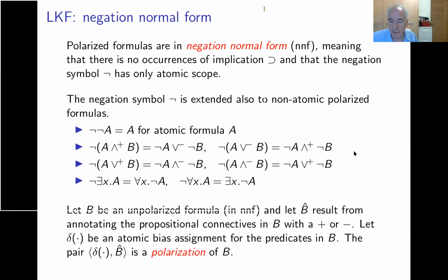Okay, and then we have a notion of polarization, which is this last line here. If I have an unpolarized formula, then a polarized version of it is anything I get by placing pluses and minuses on the logical connectives there, the propositional connectives. Okay, so if I have n occurrences of propositional connectives, I have 2 to the n ways of making it polarized for that. And I also have to determine the bias assignment for atomic formulas or predicates. Okay, so if I have m predicates, then I have 2 to the m ways that they could be polarized as well. So this piece of information here, this pair at the bottom here, would be a polarization of P, if you will. All right.